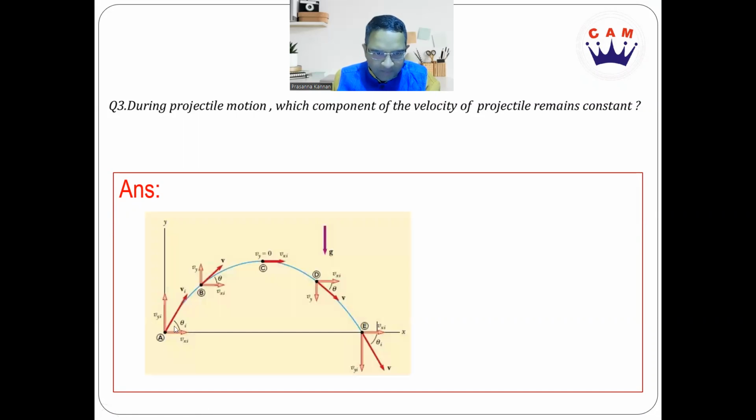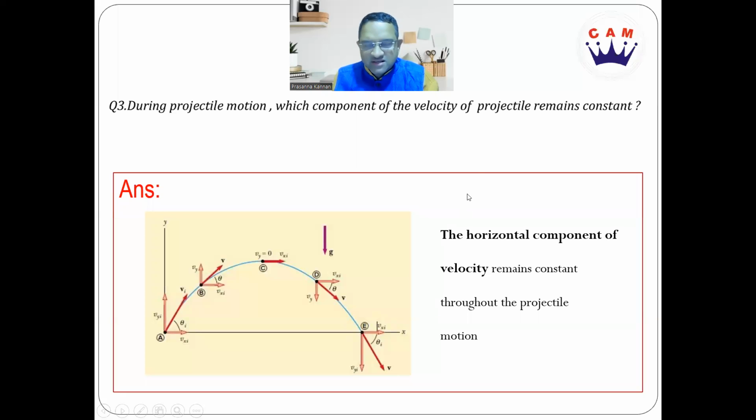So as you can see, the horizontal component, let's say I call it Vx i cap, remains the same throughout the journey of the projectile, whereas the vertical component keeps changing. The only acceleration that's acting is because of gravity. So your expected answer is the horizontal component of velocity. Each question carries 1 mark.